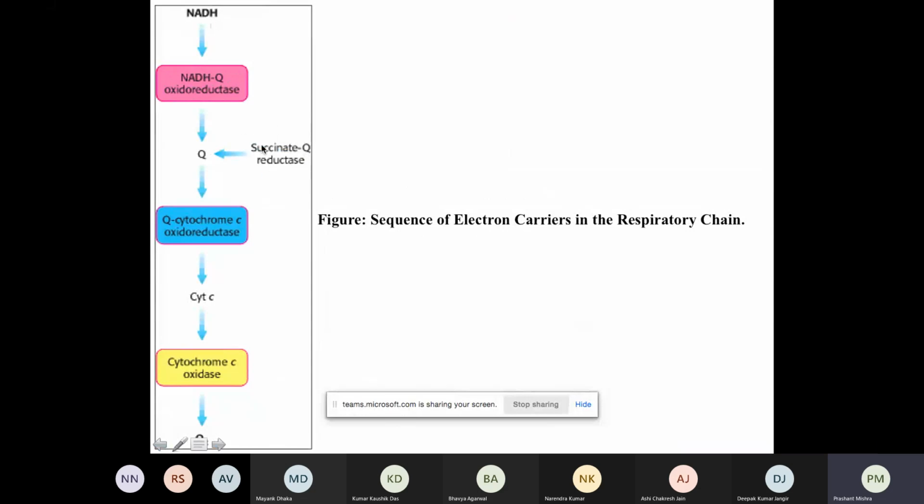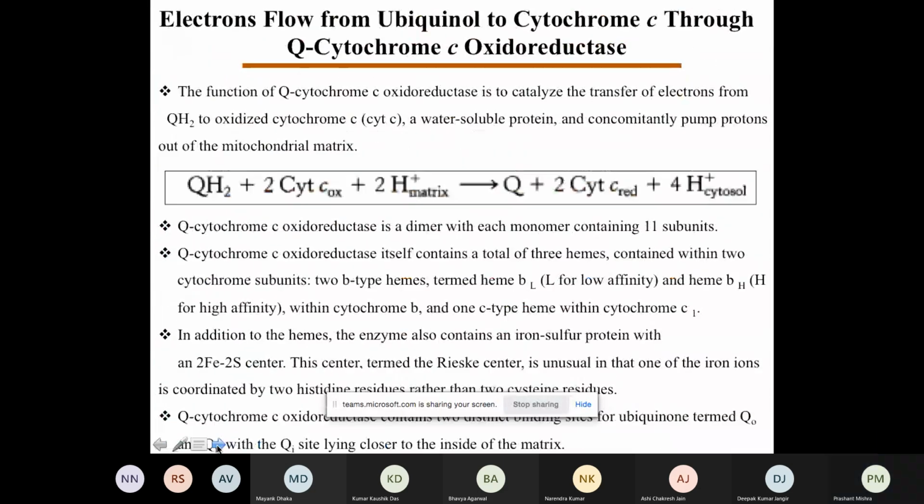This is the second complex. Electrons are being pumped from FADH2 to coenzyme Q. This is the third complex. So each complex you have learned is having several FMN and iron sulfur clusters. Now we are discussing cytochrome C oxidase, which is the last one in the series. This is the one which can pump the third proton and transfer electron to molecular oxygen.